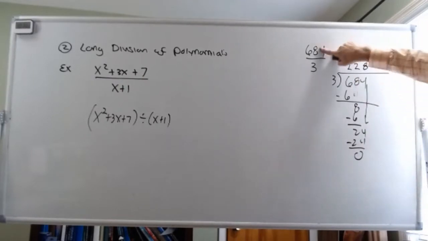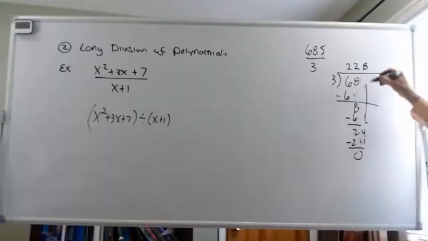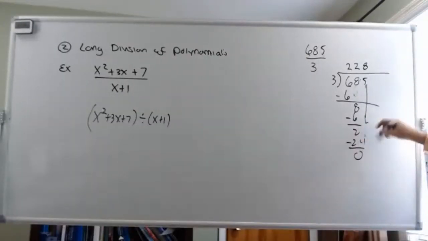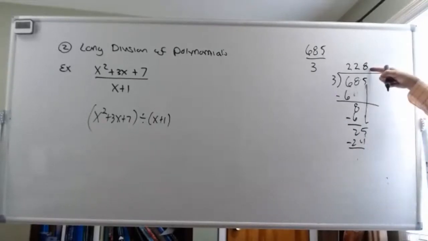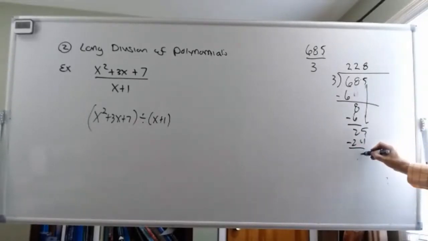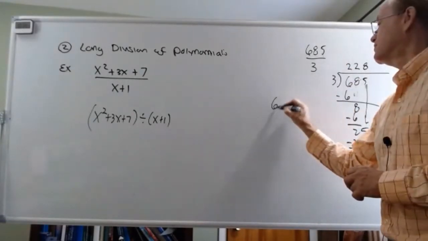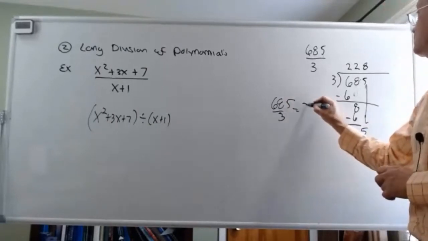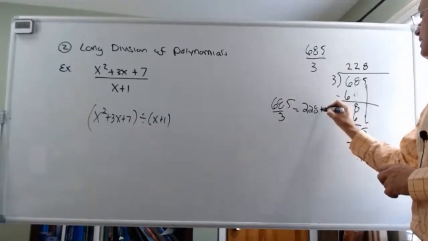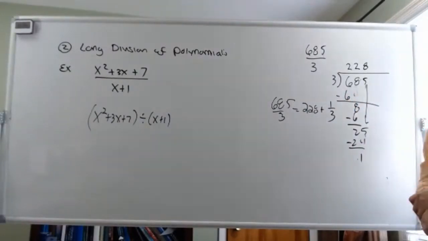Now, what if I change this to 685? I just want to be a little bit over here. What would I do then? Well, in this case, I'd have 228. I'd subtract and I get a remainder 1. So how would I write my answer? The answer would be written as 685 thirds is equal to 228 plus my remainder over my divisor.